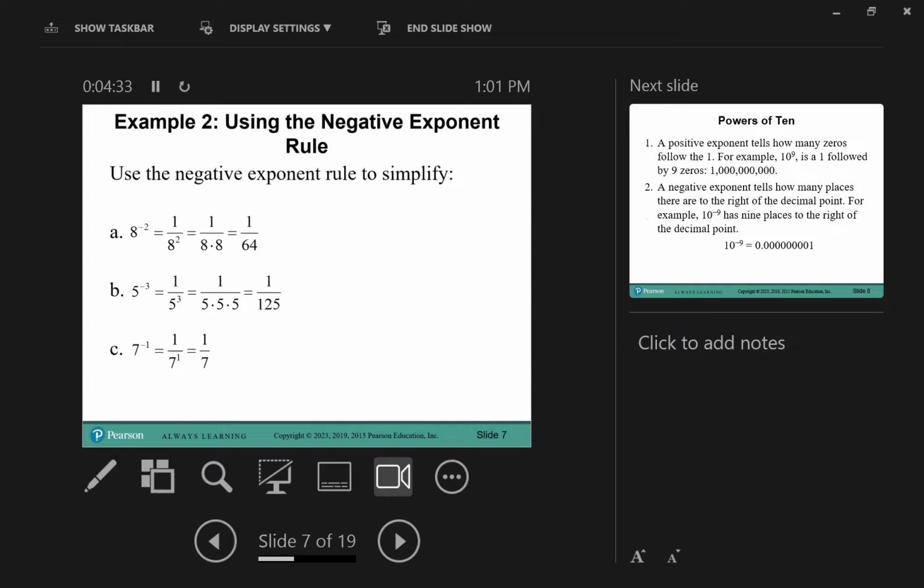Some more examples of this. 8 to the -2, I can put that in the denominator with a power of +2. And then they've worked this out. They've taken 8, squared it, and you get that 64 in the denominator. Likewise, 5 to the -3 power, that all gets written down in the denominator with a 5 to the +3rd power. 7 to the -1 power gets written in the denominator as 7 to the 1st power.